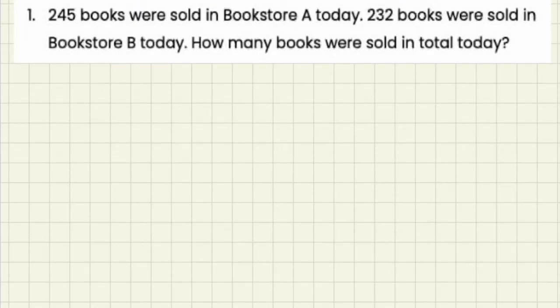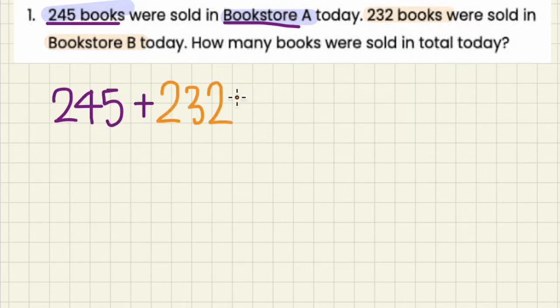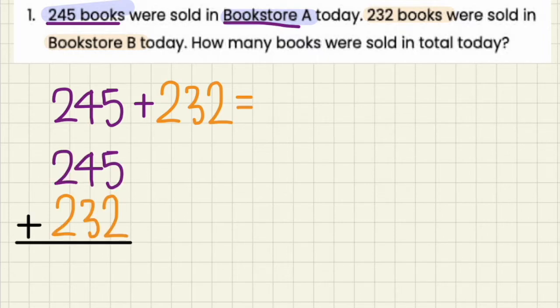Here's our first word problem. Let's read it out together. 245 books were sold in Bookstore A today. 232 books were sold in Bookstore B today. How many books were sold in total today? First, we have to determine what the question is asking. So the question is asking how many books were sold in total today. And that means we have to add the number of books sold in Bookstore A and the number of books sold in Bookstore B. So that would be 245 plus 232.